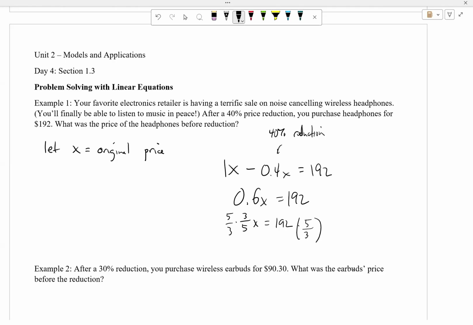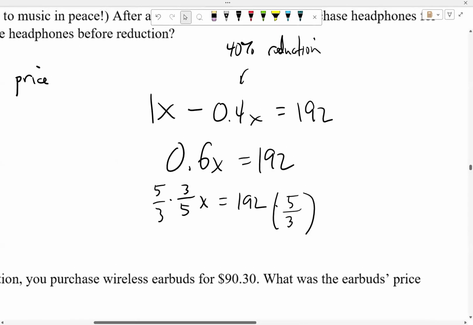Does 3 go into 192? Yeah. How do you know? Do you know the check to see if 3 goes into a number? I want you to ask your neighbor, how do you check to see if 3 goes into a number? You take the digits and add them. If 3 goes into the sum, then 3 goes into the number.